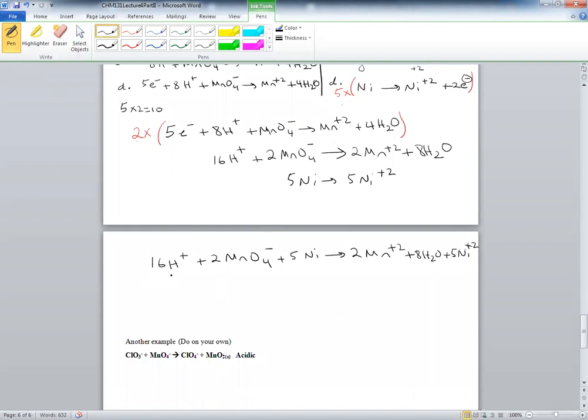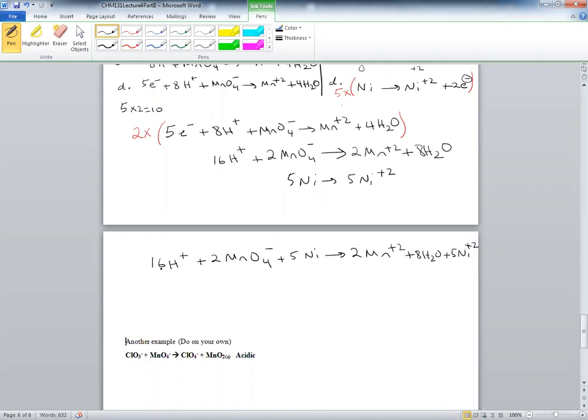Finally, you have to check the number of atoms and the charges. 16 hydrogens, 8 times 2 is 16. 2 manganese atoms, 2 manganese atoms. 2 times 4 is 8 oxygen atoms. Here we go, 8 times 1 in oxygen, that's 8. And then 5 nickel is 5 nickel atoms.